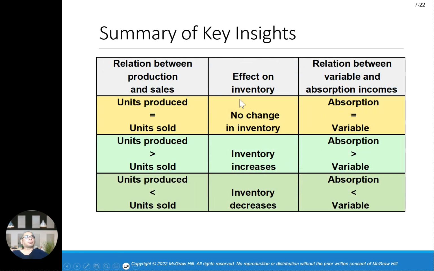Summary insight. Relation between production and sales: units produced equal to units sold, no effect on inventory, absorption equal to variable. Units produced greater than units sold, inventory increases, absorption greater than variable. Units produced less than units sold, inventory decreases, absorption less than variable.